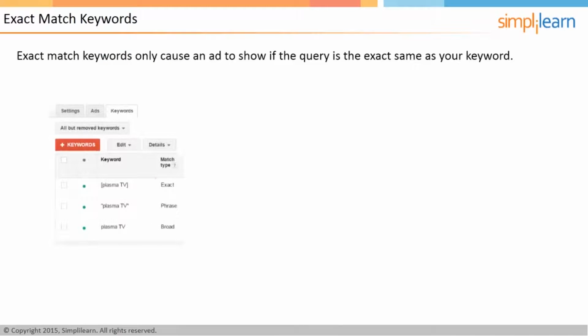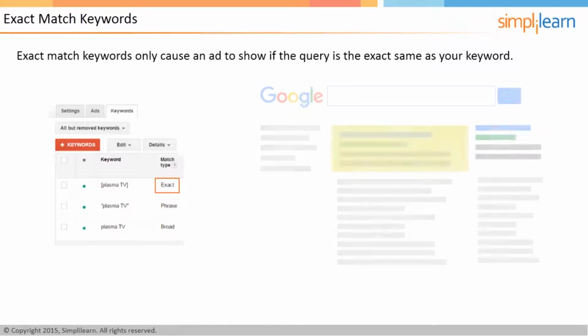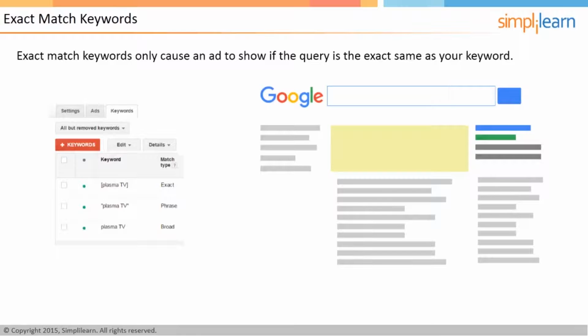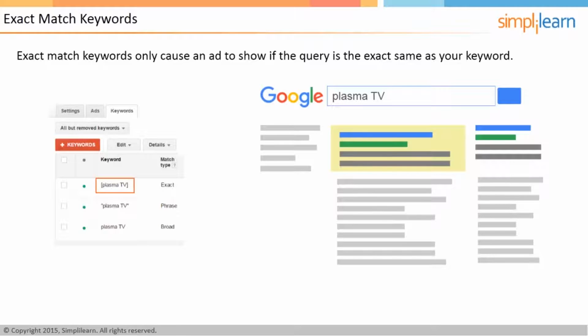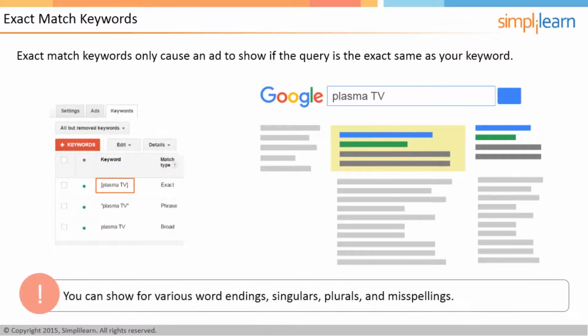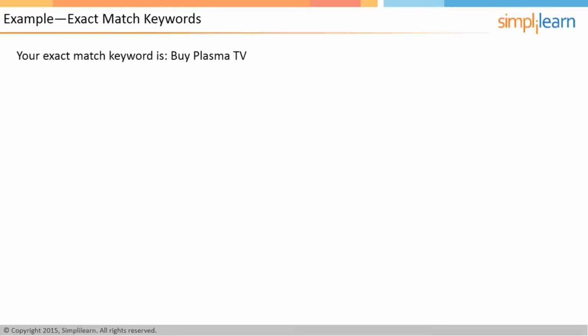First, we have exact match keywords. Exact match keywords only cause an ad to show if the query is the exact same as your keyword. Now you can show for things like misspellings, singulars, plurals, and different stemming options. So let's look at a few examples to determine if a keyword can show for a query. In this case, you have an exact match keyword, buy plasma TV. The question is, will your ad show for these various queries?